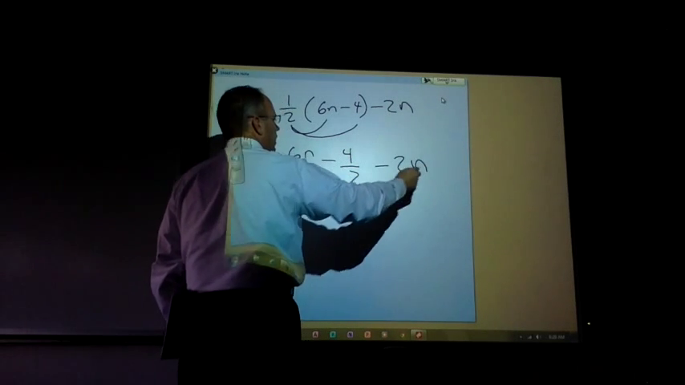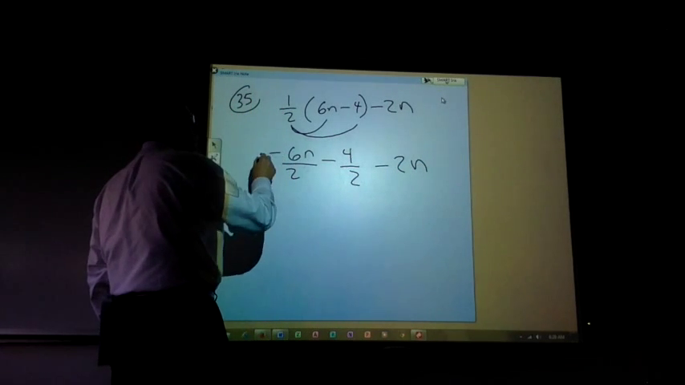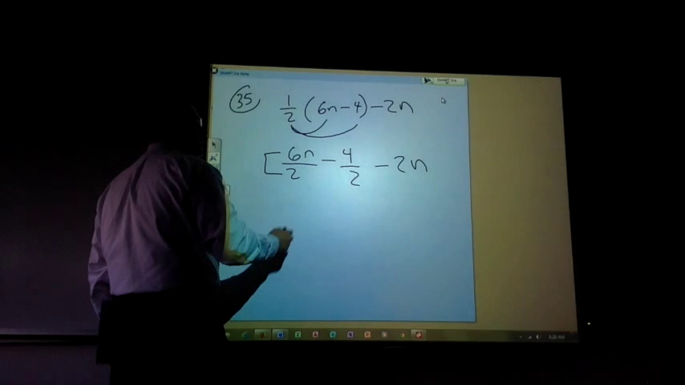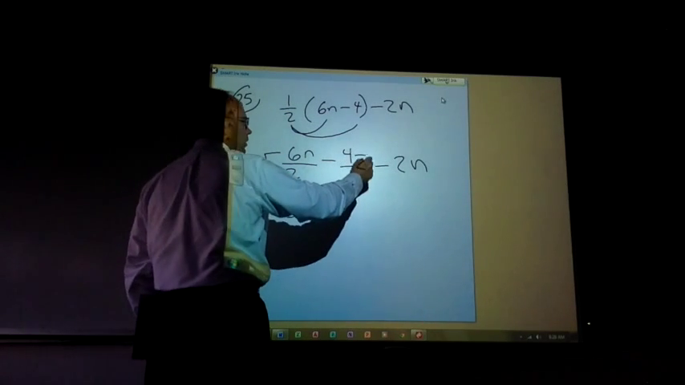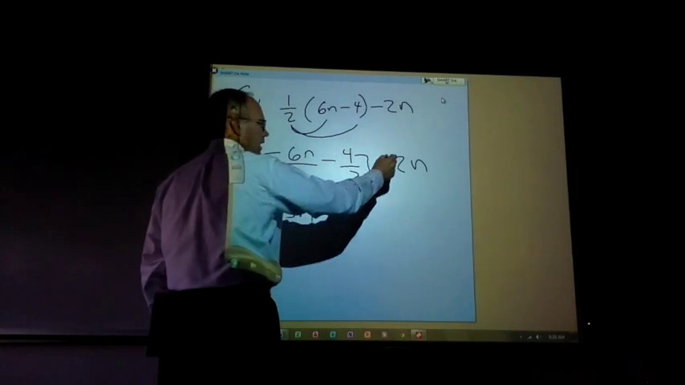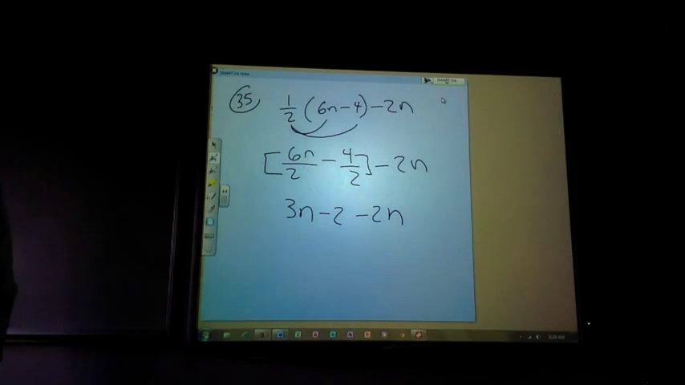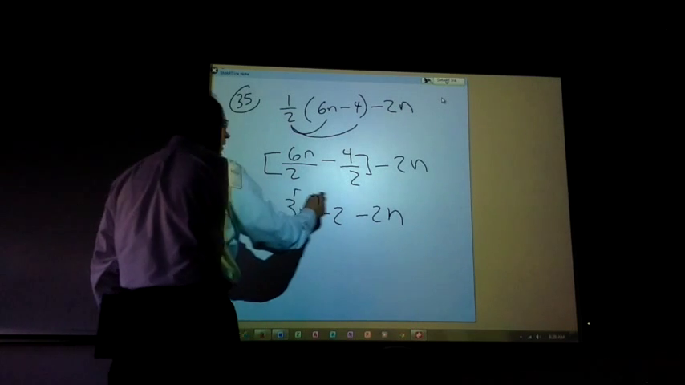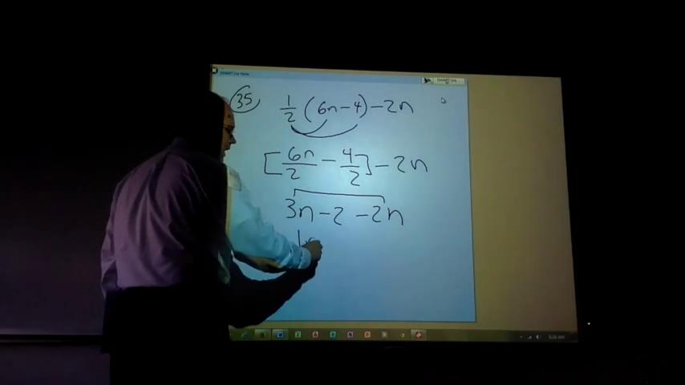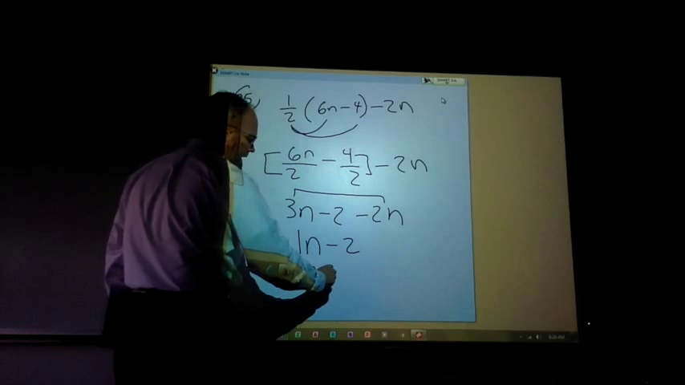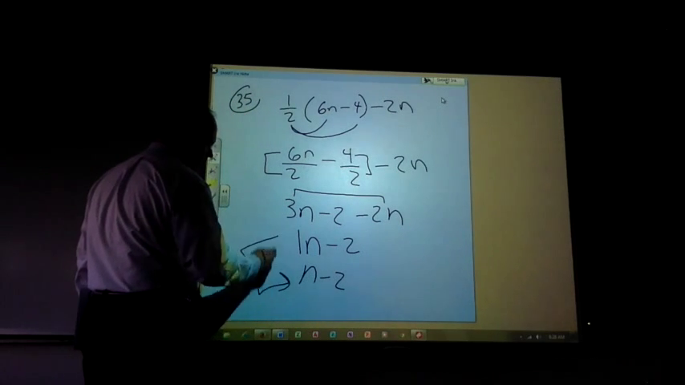Reduce this. What does this reduce to? 3n. What does this reduce to? And then that comes along for the ride. My like terms are 3n and 2n, so I'm going to combine those together. So that's going to give me 1n minus 2, or you could write n minus 2. Again, both of those answers are correct.